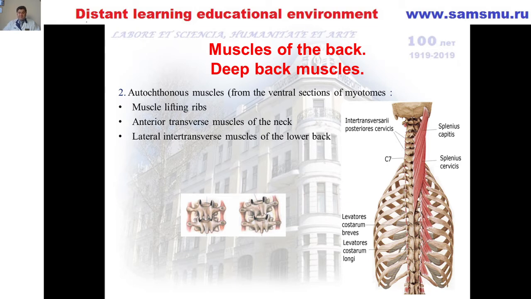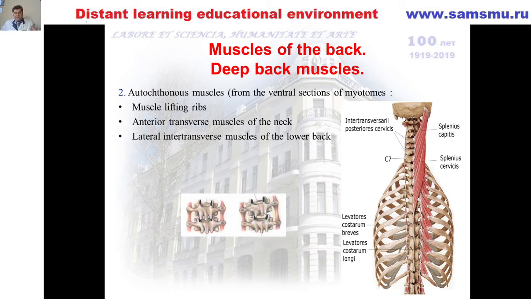Next, we'll talk some words about deep muscles of the back of ventral origin. So, the levatores costarum, muscles which lift ribs, musculi levatores costarum. You may see these muscles on this picture. They are muscle bundles of the external intercostal muscles that are displaced toward the spine. They exist only in the thoracic region and are under the rectus spinae muscle.